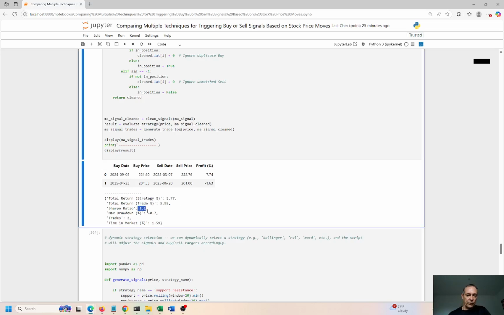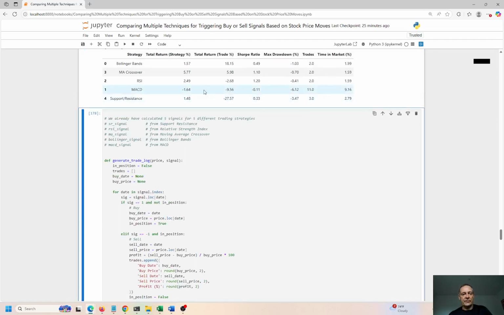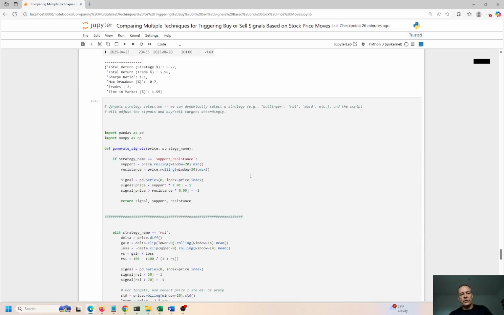The Sharpe ratio is 1.1, so anything over 1 is good. Maximum drawdown is a little bit negative. You always have some negative, and the time in the market was about 1.5% of the time. Total return 5.98, and we should see that over here. MA crossover 5.98 is the total return. So that's a lot. That's a lot of stuff.